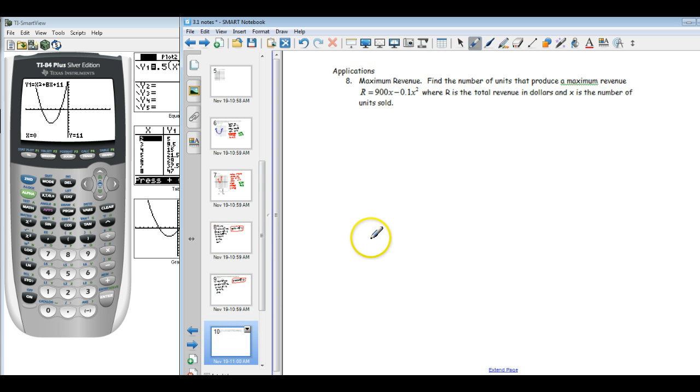We're moving on now to application problems. Find the number of units that produce a maximum revenue. Notice that in this function, the x squared has a coefficient of -0.1. This means that this parabola is going to open down because the coefficient of the x squared is negative. It's going to have a maximum value.